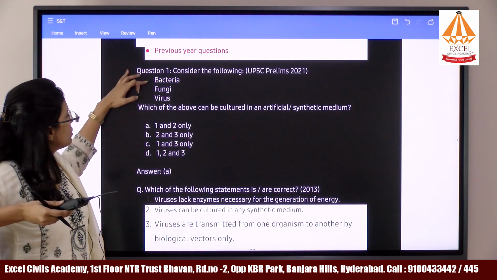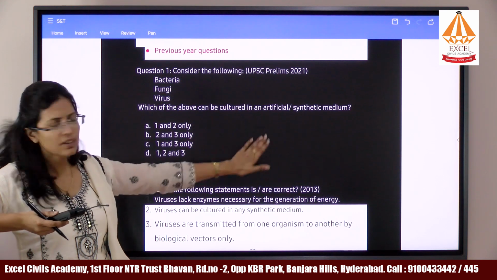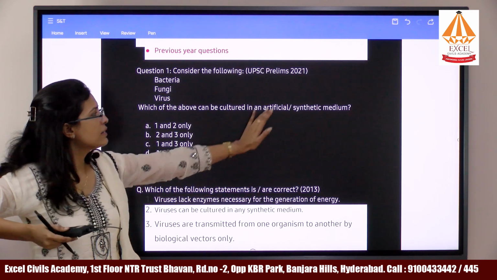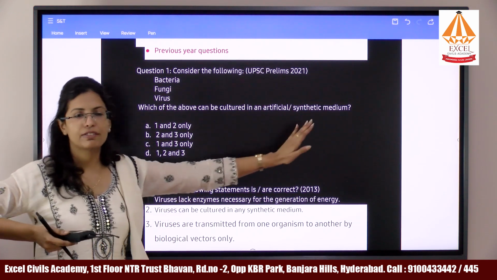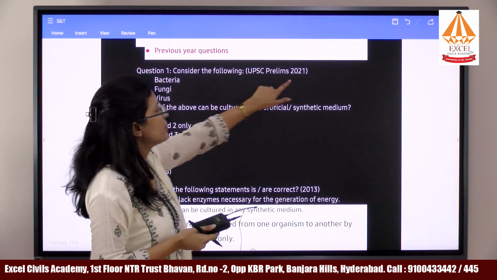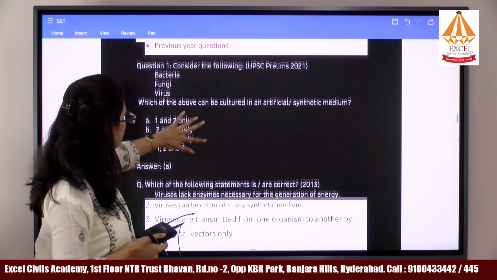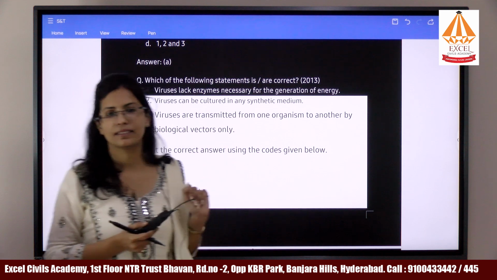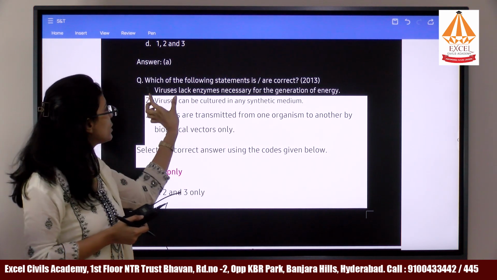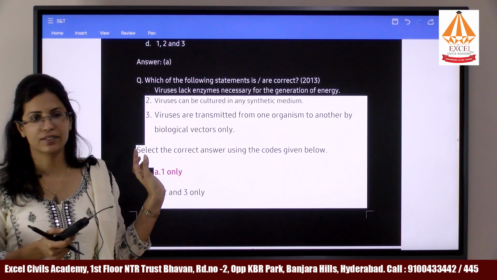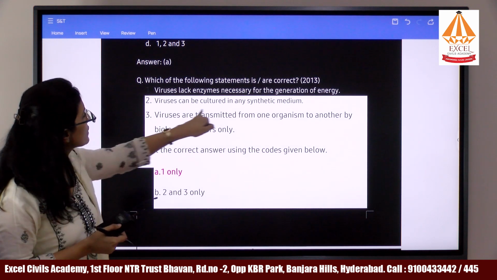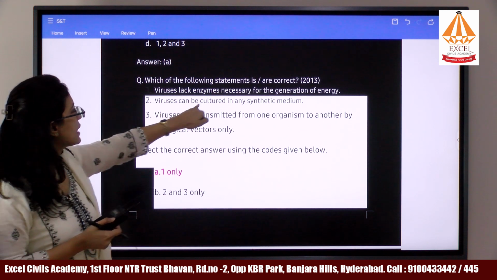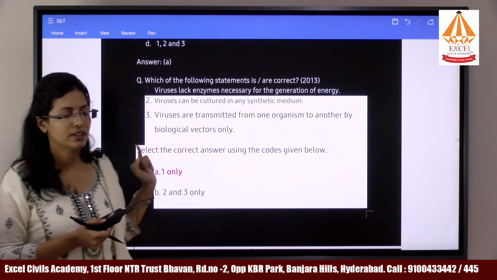So in this, it is actually 1, 2 and 3. No need to answer, just have a look at the question. What is the question asking? Artificial or synthetic medium. This is 2021. Now see the question of 2013. It is talking particularly about your virus. Where is synthetic medium mentioned? Point number 2: viruses can be cultured in any synthetic medium.